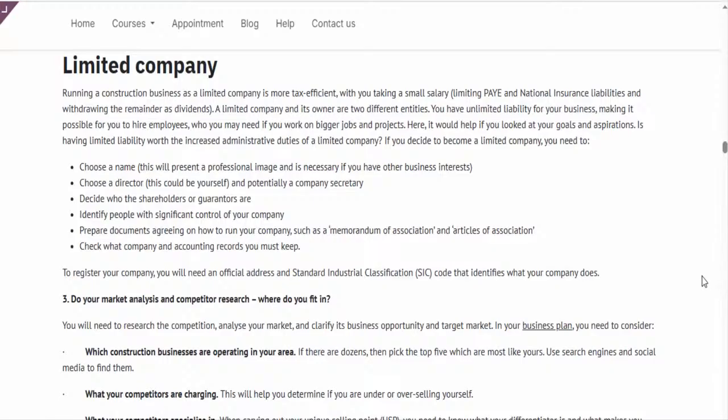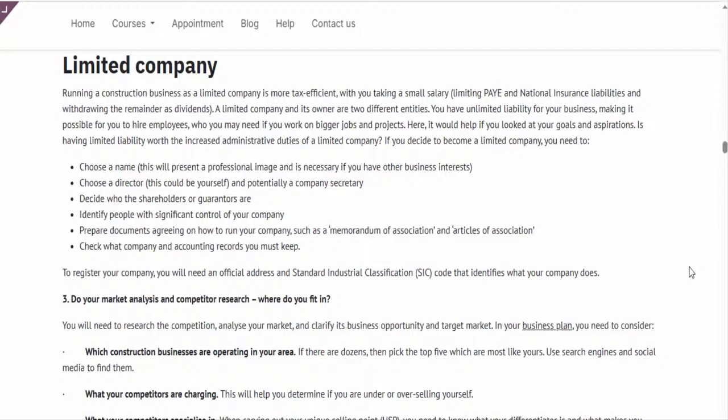Here, it would help if you looked at your goals and aspirations. Is having limited liability worth the increased administrative duties of a limited company? If you decide to become a limited company, you need to choose a name. This will present a professional image and is necessary if you have other business interests. Choose a director. This could be yourself, and potentially a company secretary.